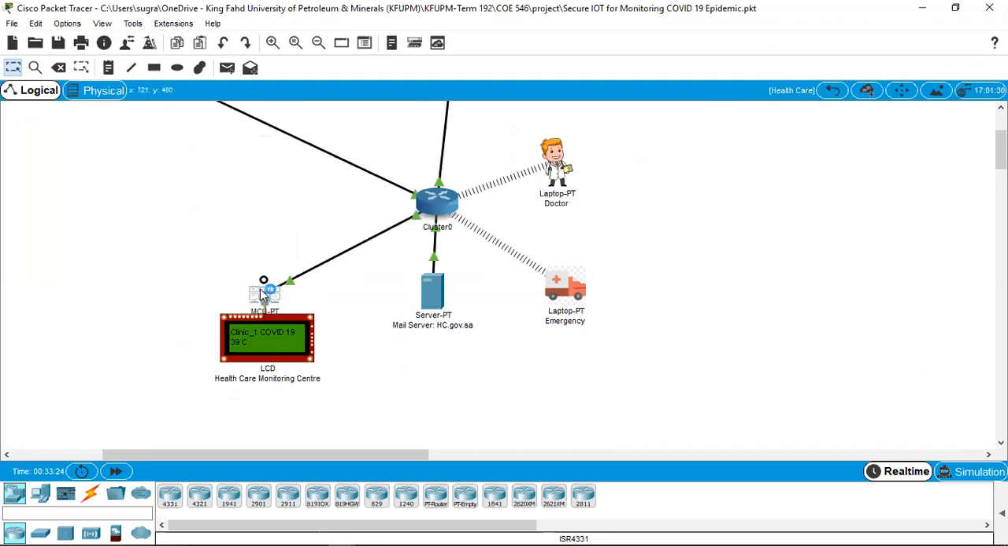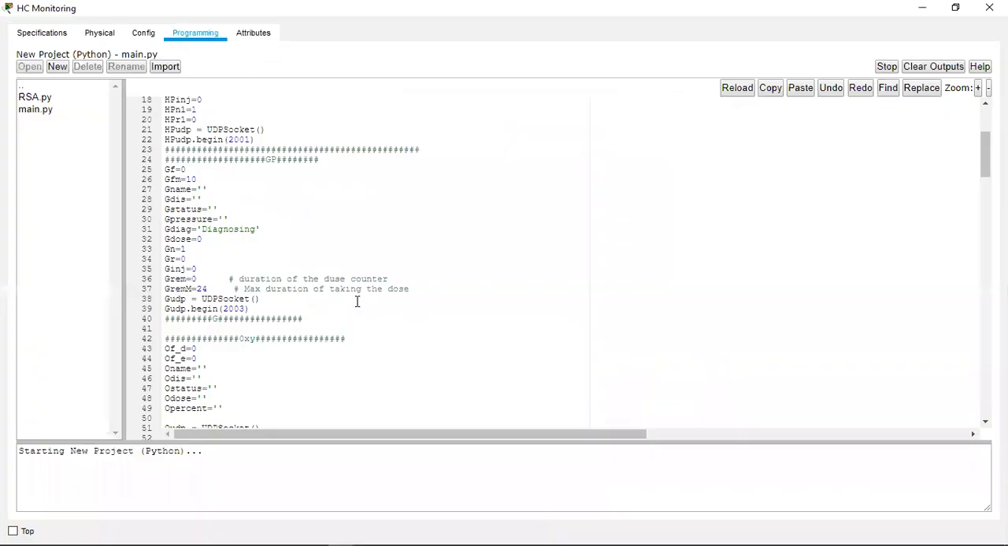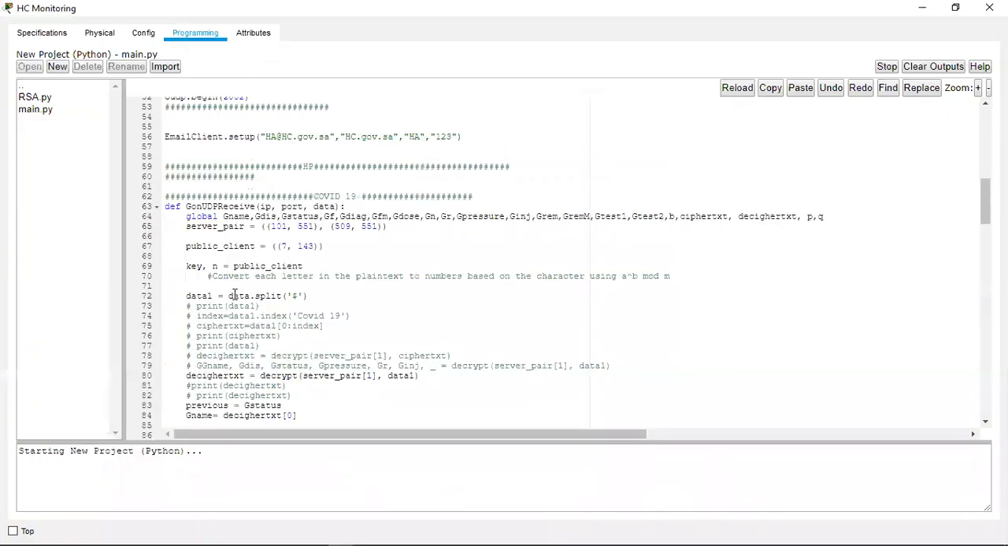So let's come back to the healthcare center. Whenever we receive the data, we also have to do decryption. Here is the decryption which we did in order to convert the ciphertext into plain text. Here we will decrypt the data using the private key of the server, which in our case is server pair 1, in order to decrypt the ciphertext which we received, which was the data.